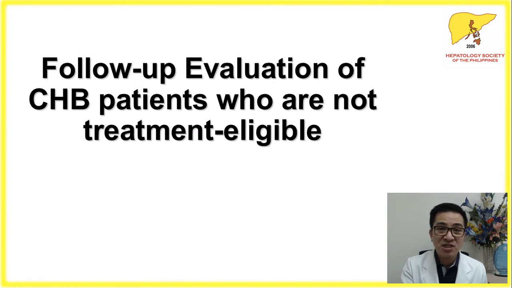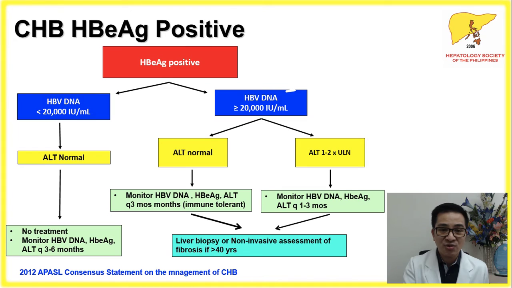How do we follow up patients with chronic hepatitis B who are not candidates for antiviral therapy? In general, patients with viral replication but persistently normal or minimally elevated ALT levels should not be treated except for those with advanced fibrosis or cirrhosis. They need adequate follow-up and hepatocellular carcinoma surveillance every 3 to 6 months.